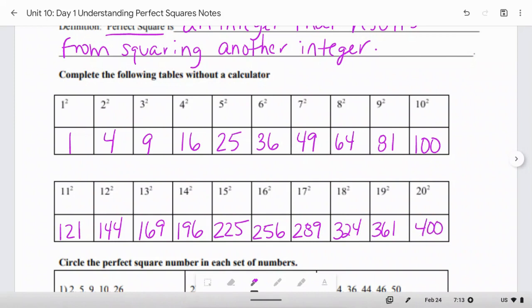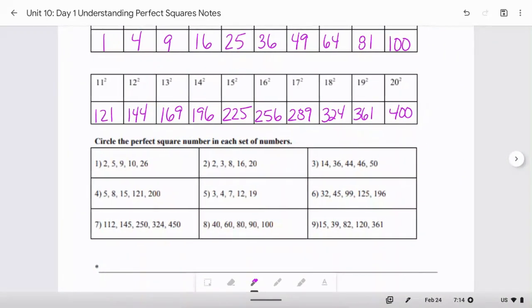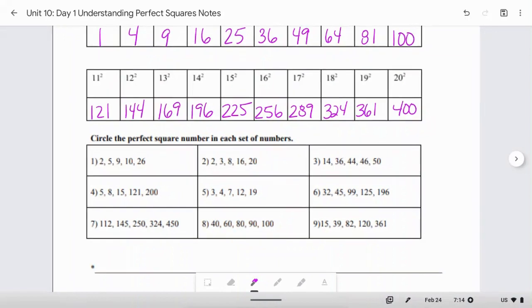So you may be more familiar with the top row, but I also want you to get familiar with the bottom row. So we are going to be referencing these first 20 perfect squares, this table, a lot throughout this unit. So first, let's just practice identifying perfect square numbers. So I have 9 examples. Within these 9 examples, only one of these numbers is a perfect square number. So let's just try to see if we can pick out and circle the perfect square numbers using our table above.